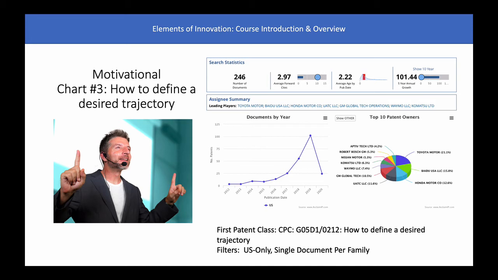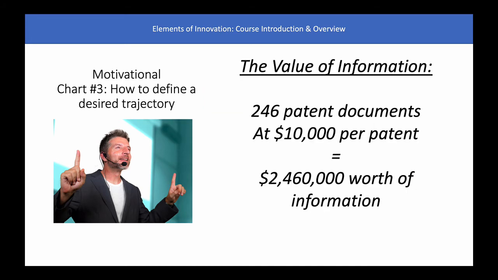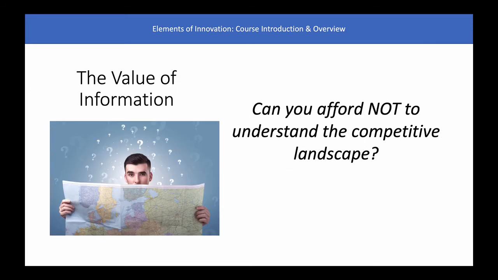246 documents with a value of $2.46 million. If we add all of that up, just from these 3 motivational charts, we have a value of information of over $15 million. Once again, only talking about the legal fees involved and not the actual engineering behind them. Can you afford not to understand what's going on in the patent landscape of self-driving cars?